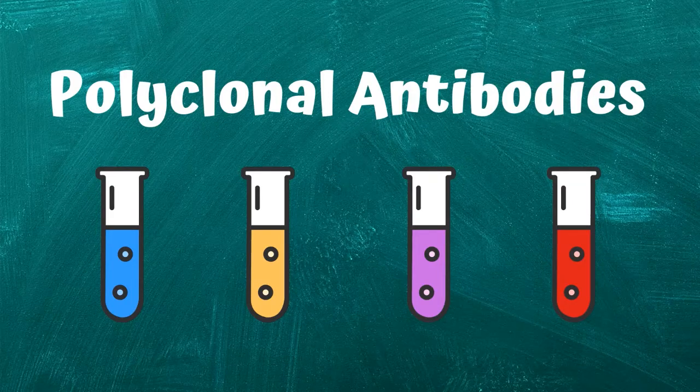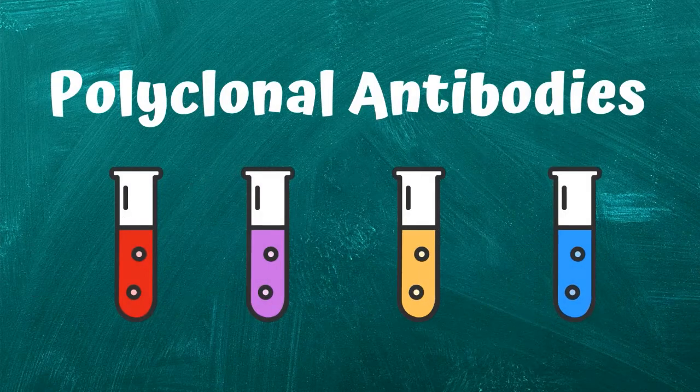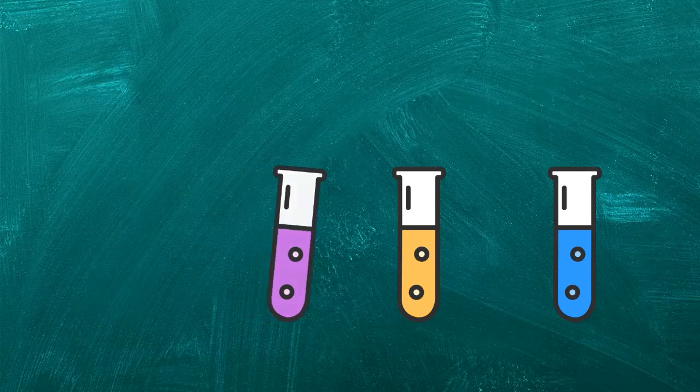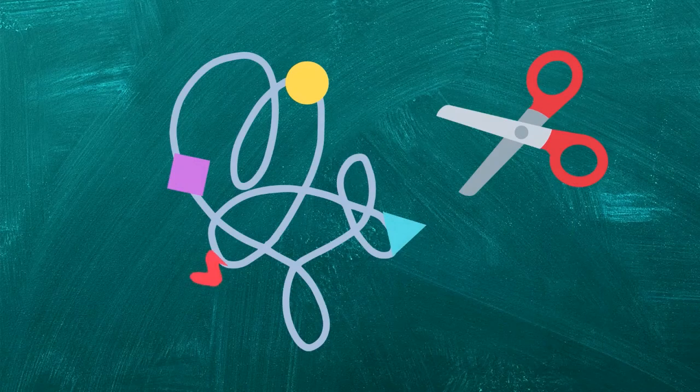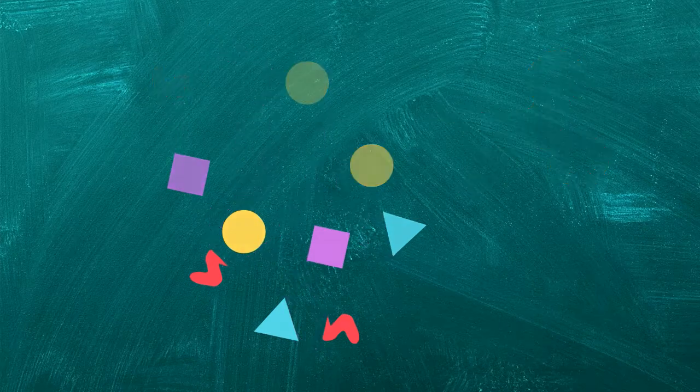And unfortunately, we can't just separate them out with our colorful test tubes like we see here. Once antibodies are made, they're kind of mixed together. In order to create separate antibodies, you need to start with separate antigens. You need to cut out the sequence that you're looking for. But that's easier said than done when each sequence could have multiple different sequences or multiple antigens.